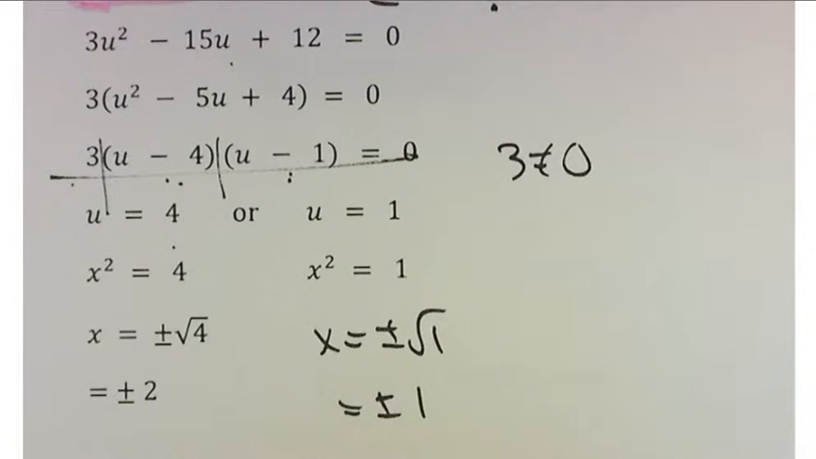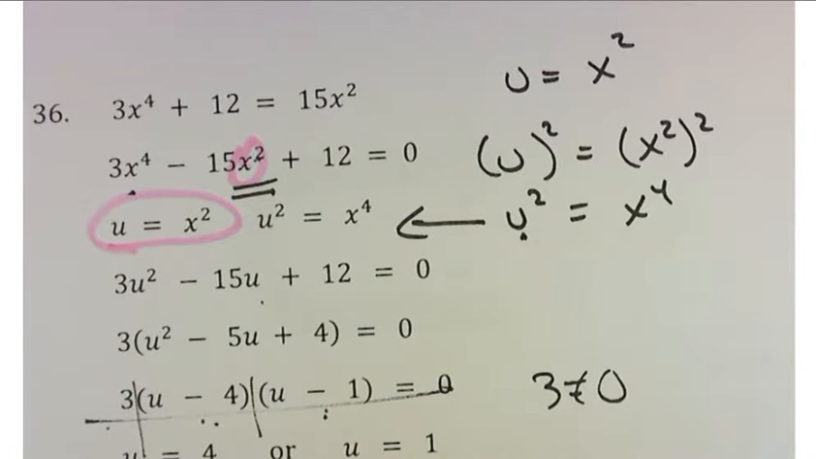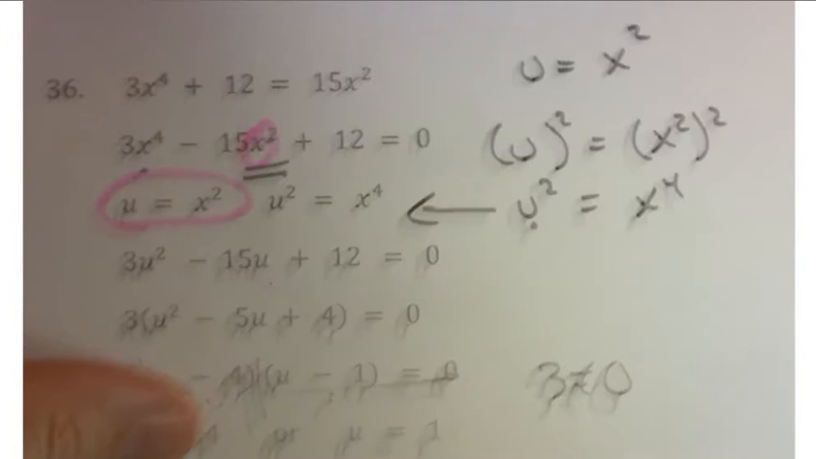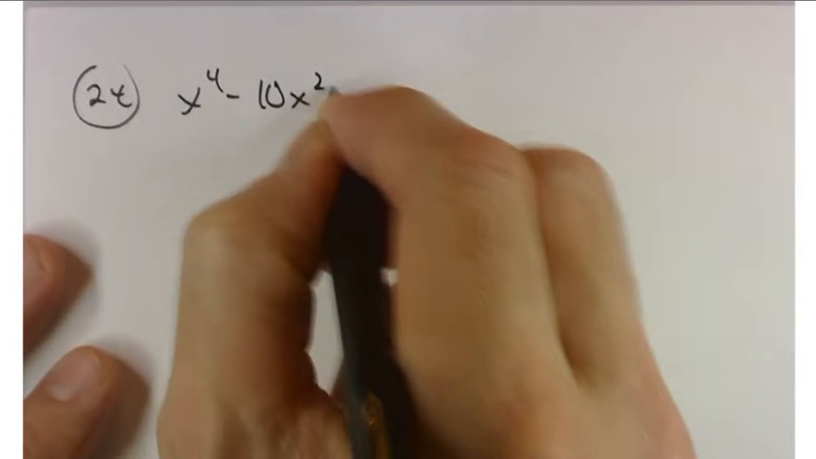All right, your choice. You want to? How about if we try and solve problem number... which one was it? We had one of these that looked like that one. Problem number 24. So going back to problem number 24, it was x to the 4th minus 10x squared plus 9 equals 0.